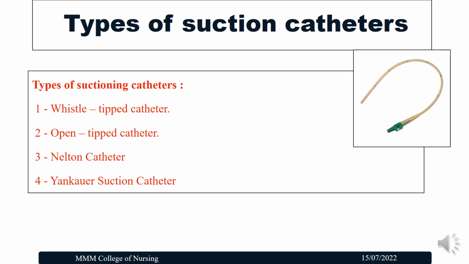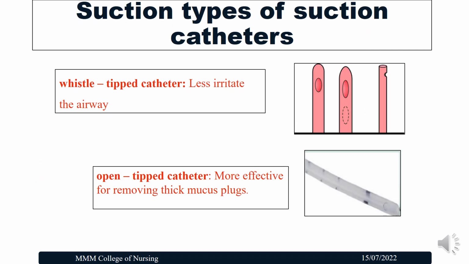Types of suction catheters. The types of suction catheters include whistle tip catheters, open tip catheters, Nelaton catheters, and Yankauer suction catheters. In whistle tip catheters, there will be a small opening at the tip of the catheter. It can also be called eyes. It causes less irritation to the airway. That is the benefit of whistle tip catheters.